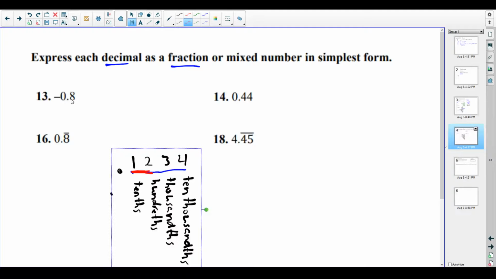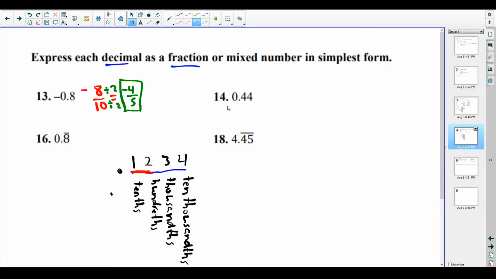Okay. So like 0.8, 8 is in the tenths place. So this is just 8/10. Literally 8/10. And there's a negative sign, so we can keep the negative sign. We can simplify this. Since they're both even, we can divide them both by 2. So we get 4/5, still negative. I can't simplify that anymore, so there is our answer.